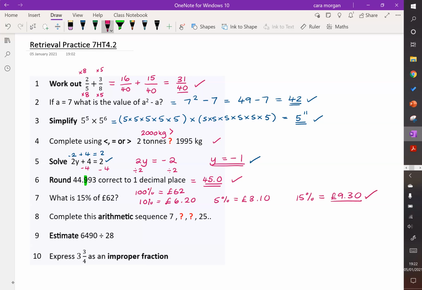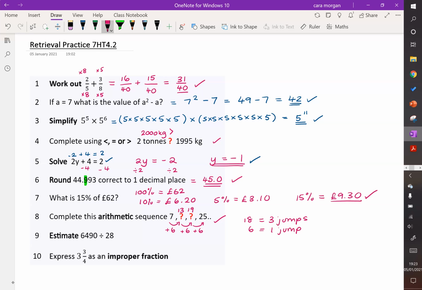Now my arithmetic sequence means that every time I'm adding the same number to get to the next term. So 25 subtract 7 leaves me with 18 distributed over 3 jumps. I think that means 6 has to be each one jump. So if I add 6 to each of my numbers, I should make the sequence work. So I think I should have 13 and then 19. And just to check that adding 6 gets me to 25.